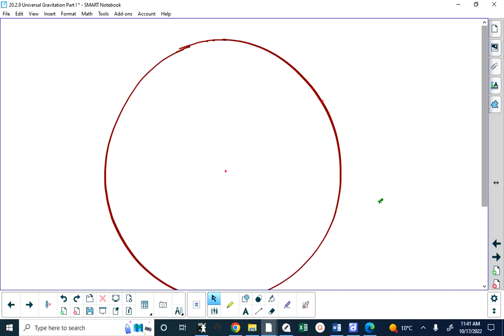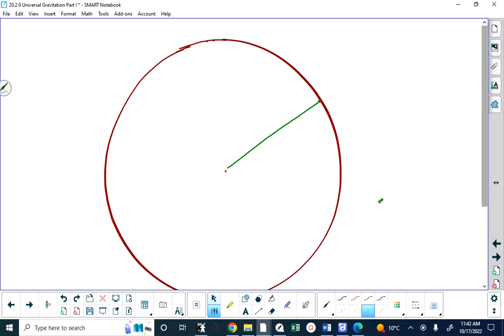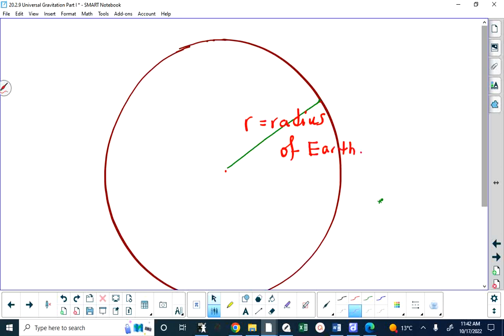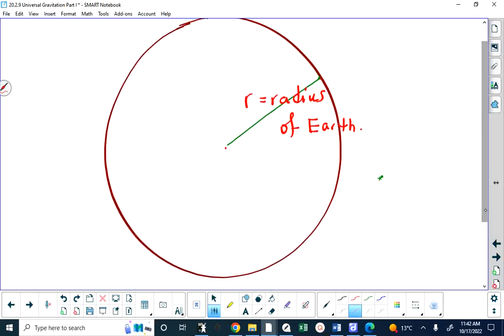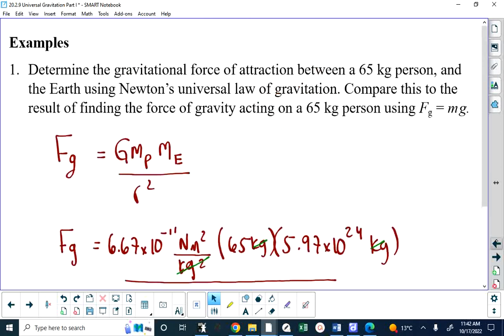So what is the distance between the center of the person and the center of the Earth? What is the distance between these two points? What's the radius of the Earth? There's no space between me and the Earth, but there is a distance from the center of my mass to the center of the Earth, which is essentially the radius of the Earth. So in this particular case, this distance is actually the radius of the Earth. And this, I suppose, is some alien in orbit. So we're going to put in the radius of the Earth.